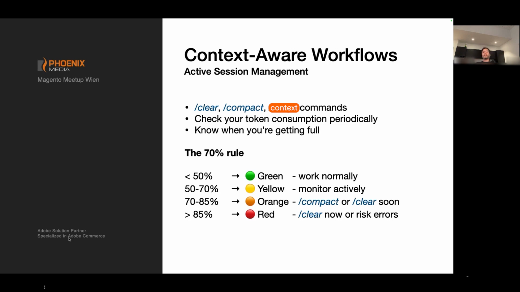Starting with 70%, you have to take measures. The first thing you want to do is compact your context. What it actually does is slim down the information to something it can still work with, but it will free up some of the context you still have. So that's a good thing you should think of.